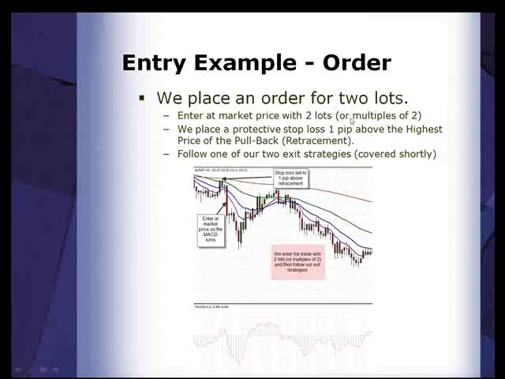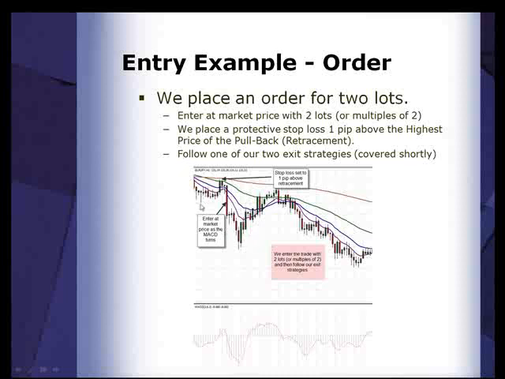We place an order for two lots. You would actually place two separate orders for one lot each. Enter at market price with two lots or multiples of two. We place a protective stop loss 1 pip above the high point of the retracement. So that would be 1 pip above the highest point that it made when it was retracing. And then we follow our two exit strategies.